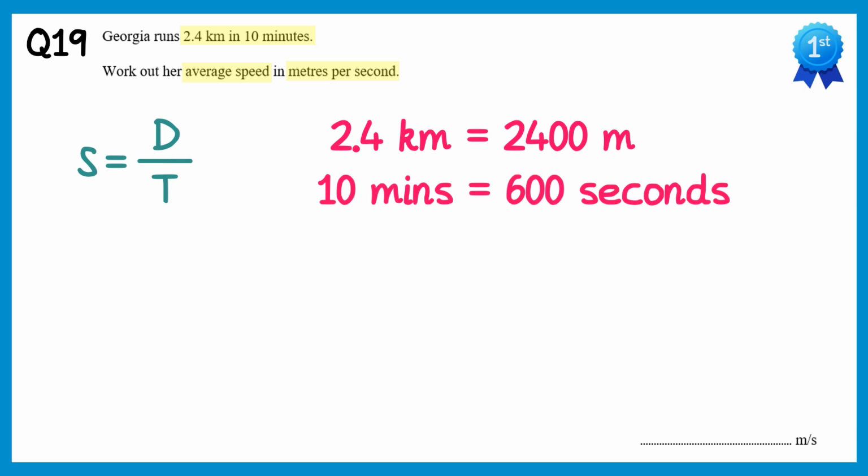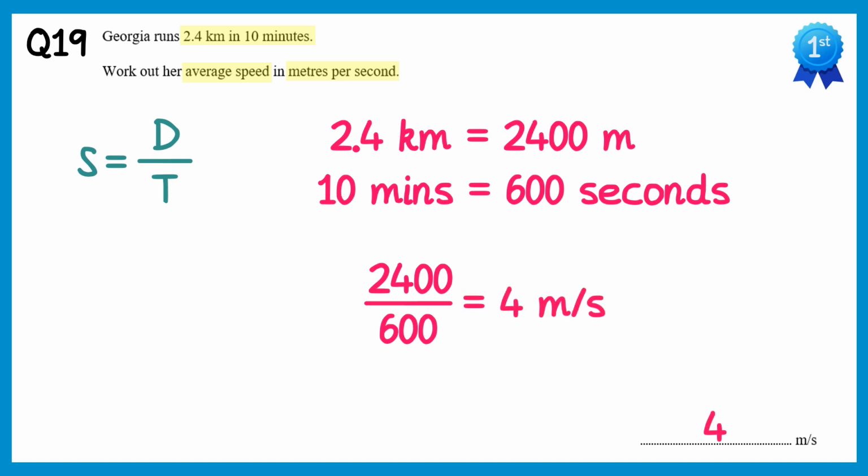We can now use the formula speed equals distance divided by time. So we do our distance, but in meters, which was 2,400, divide by our time, but in seconds, so divide by 600 seconds. If you do 2,400 divided by 600, you just get 4. So the answer is 4 meters per second.